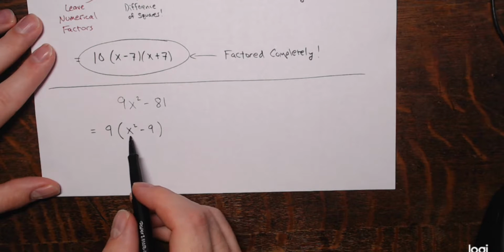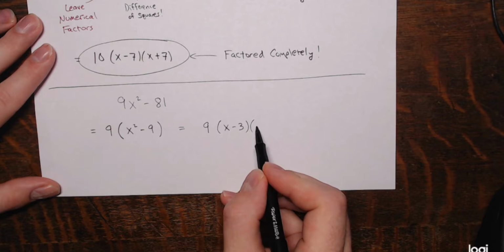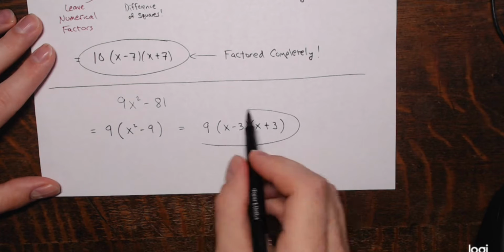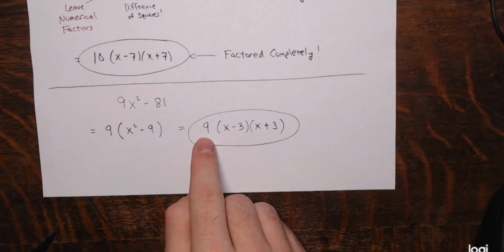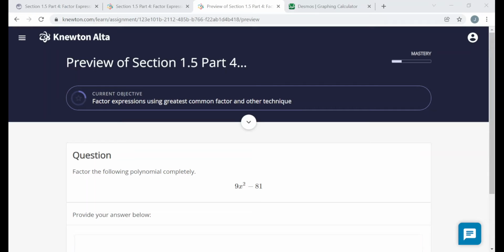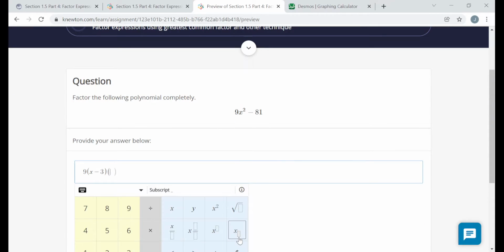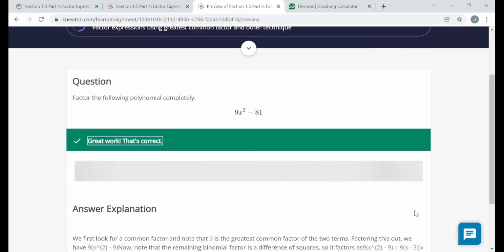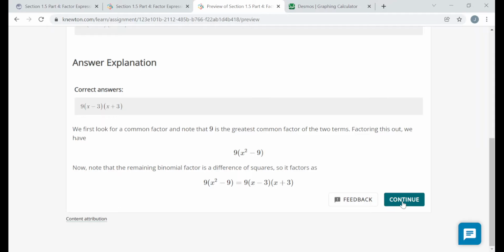x squared minus 9 is x squared minus 3 squared. It's a difference of squares. So this will factor to 9 times x minus 3 times x plus 3. There's your x squared minus 9 factored, and none of those factor any further. Again, leave the numerical factors alone. I know 9 can factor to 3 times 3, but leave it alone for these problems. So going back here and entering those factors: 9 times x minus 3 times x plus 3. And submit. Great. And again, read through the answer explanations. Let's move on to the next question.